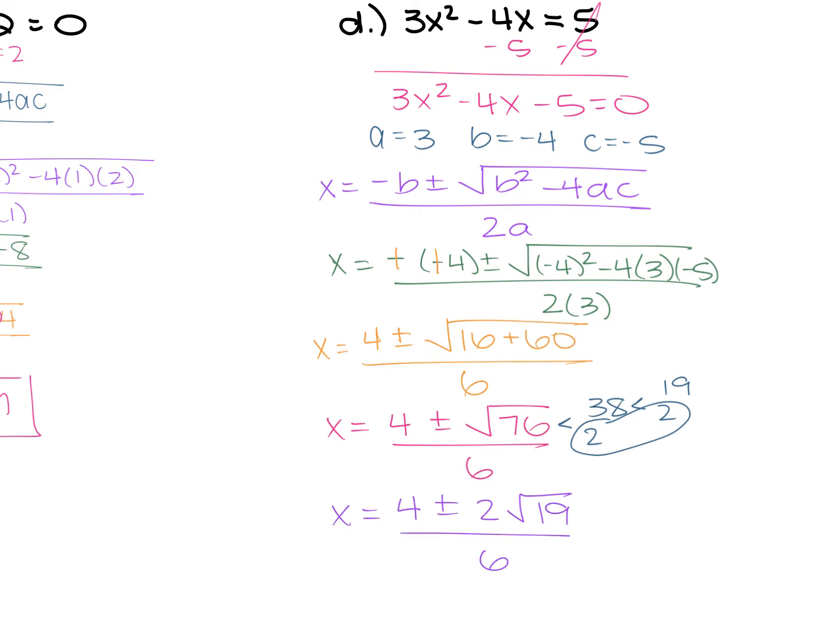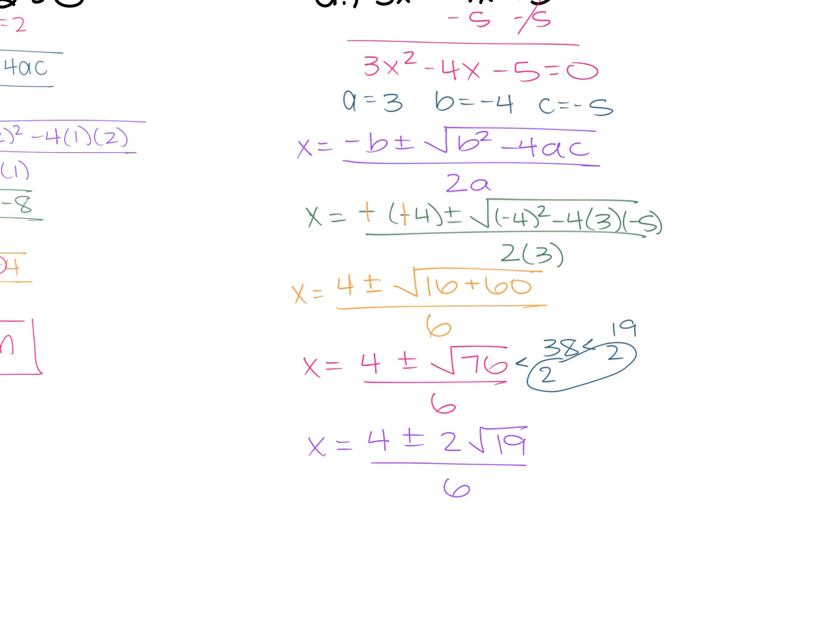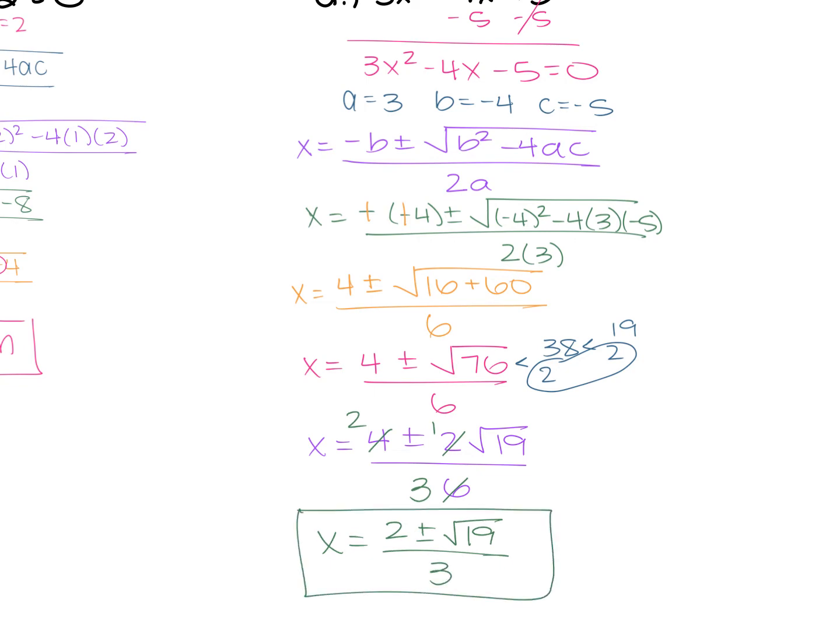Before you say this is my answer, you need to check to see if this is completely simplified. You have 4, 2 square root 19, and 6. They are all divisible by 2, so you'll divide the 4, the 2, and the 6 all by 2. So 4 is going to turn into 2, 2 turns into 1, 6 turns into 3. So this leaves you with x is equal to 2 plus or minus the square root of 19 all over 3. And that is your answer for this one.